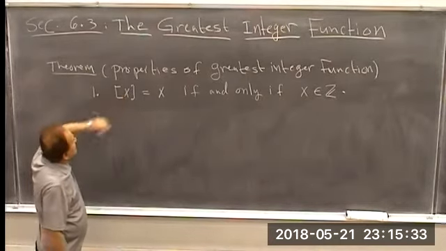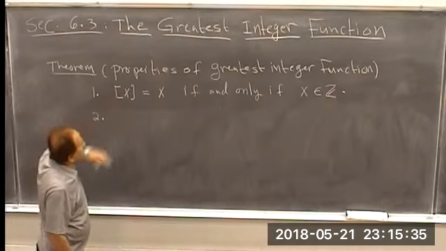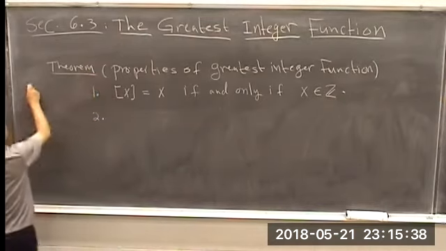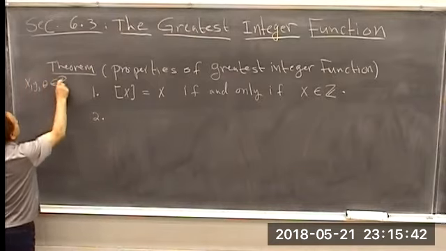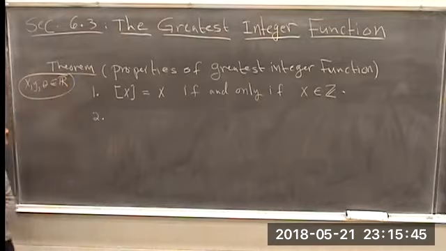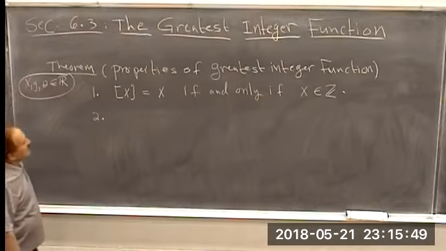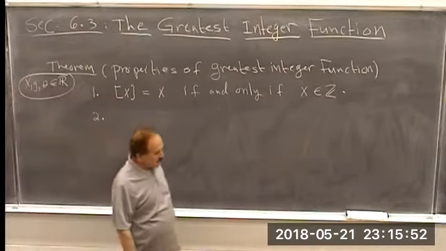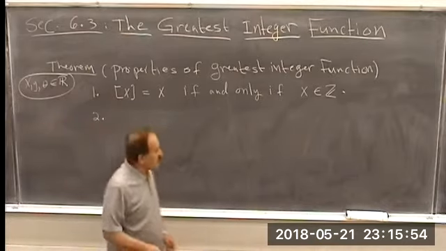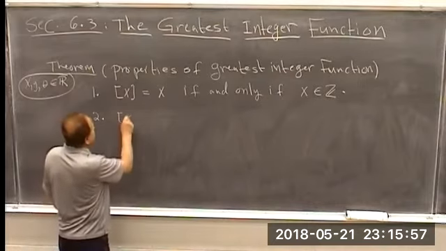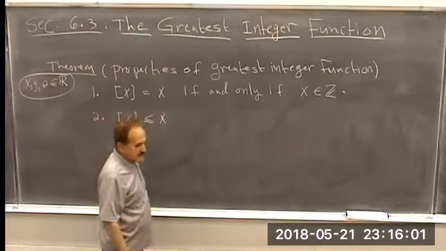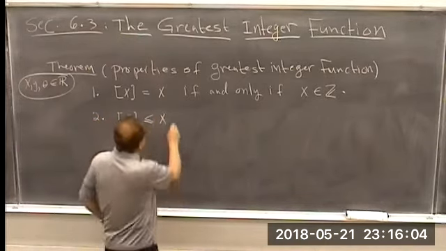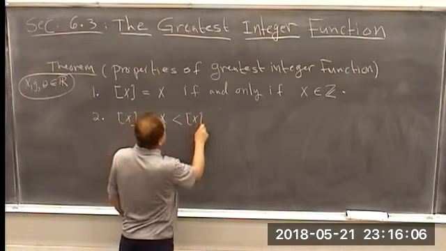First of all, I should have actually stated that x, y, and theta, we're going to have them as real numbers. And then there are other types of numbers, like the integer. I will indicate that when we actually list the property. The second property is x less than or equal to bracket x, and this is less than bracket x plus 1.